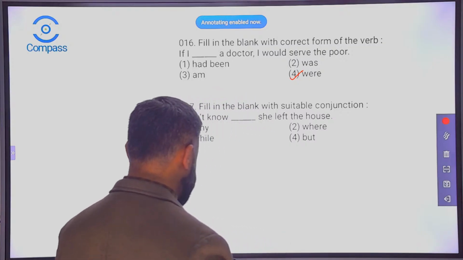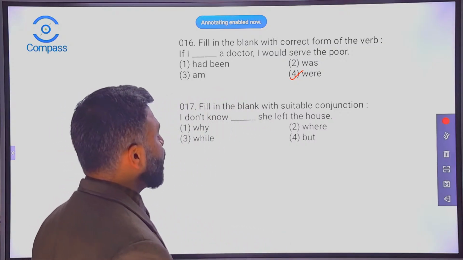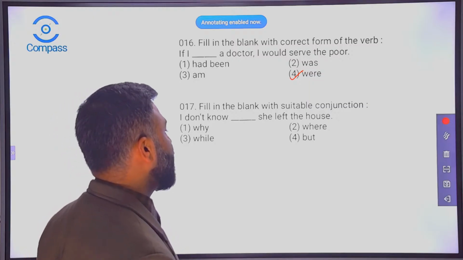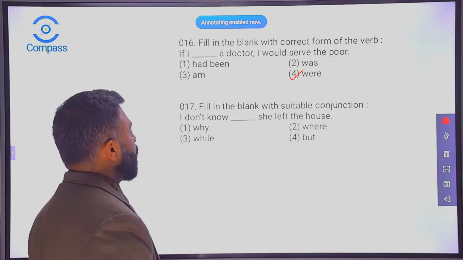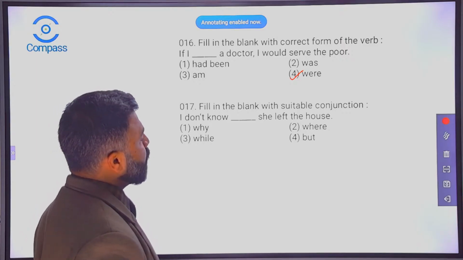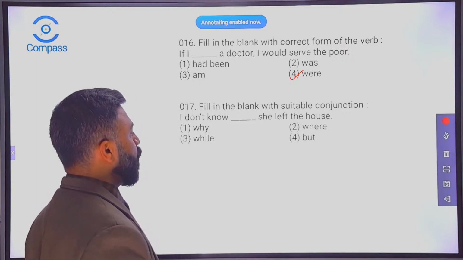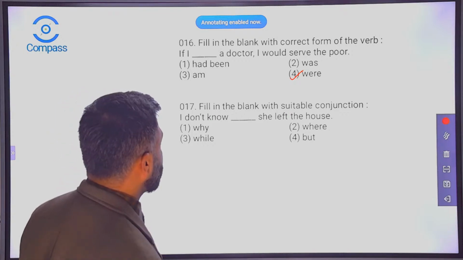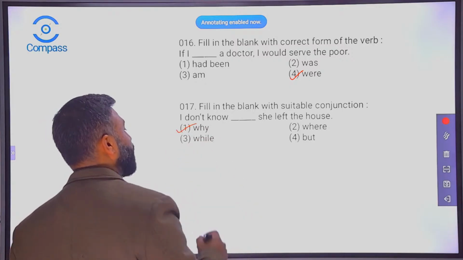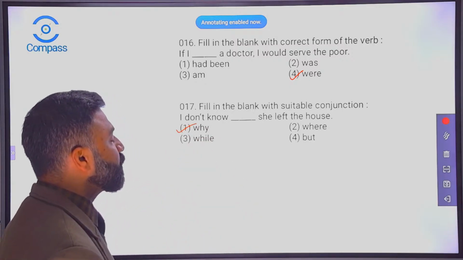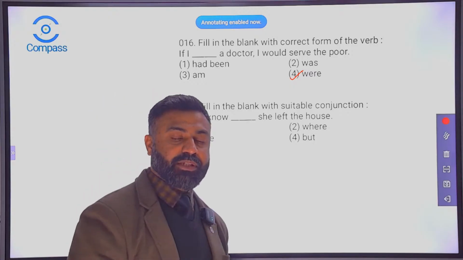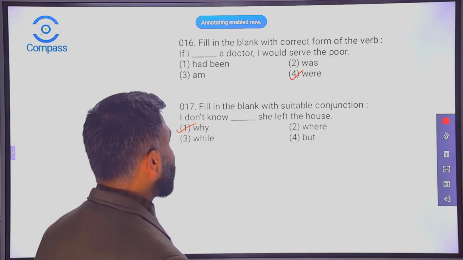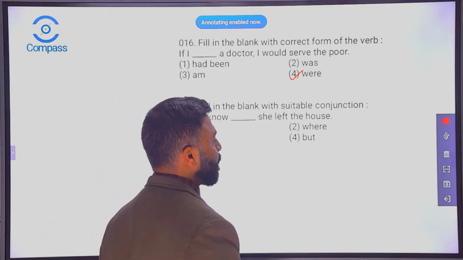17th one. Let's do this. Fill in the blank with suitable conjunction. I don't know dash she left the house. So I don't know where she left the house. No, that's incorrect. I don't know, but she left the house. Wrong. I don't know while she left the house. So option number one is going to be the right answer. I don't know why she left the house. That's the right and suitable conjunction that gives it a sense.